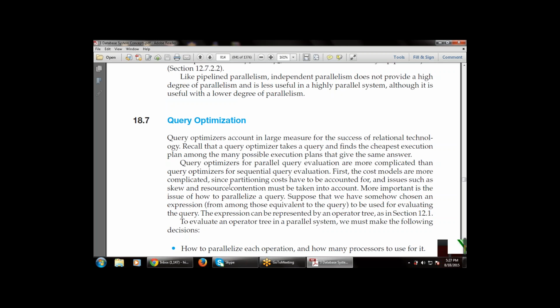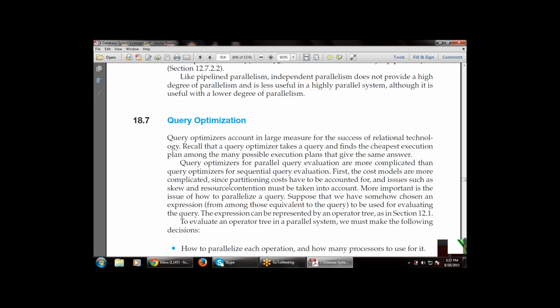Query optimizers for parallel query evaluation are more complicated than query optimizers for sequential query evaluation. First, the cost models are more complicated, since partitioning costs have to be accounted for, along with issues such as skew and resource contention.